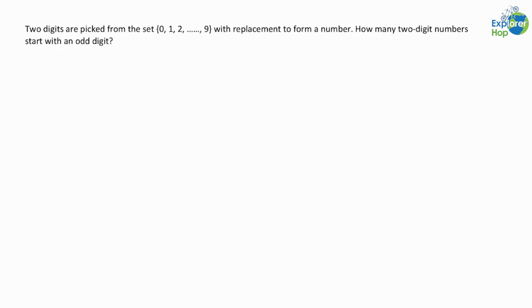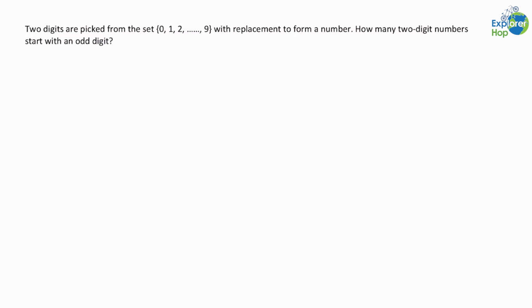So for this example, we're told that two digits are picked from the set containing the digits 0, 1, 2, all the way up to 9, with replacement to form a number. And we're asked to determine how many two-digit numbers start with an odd digit.